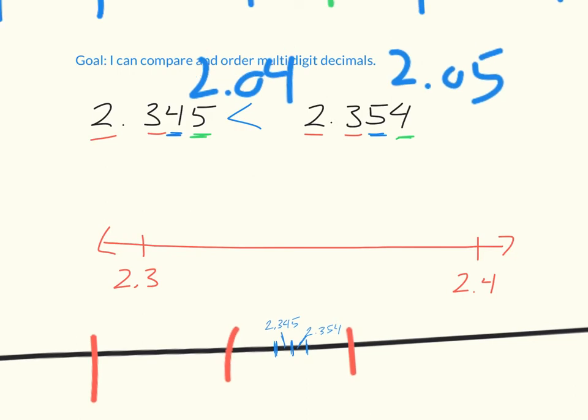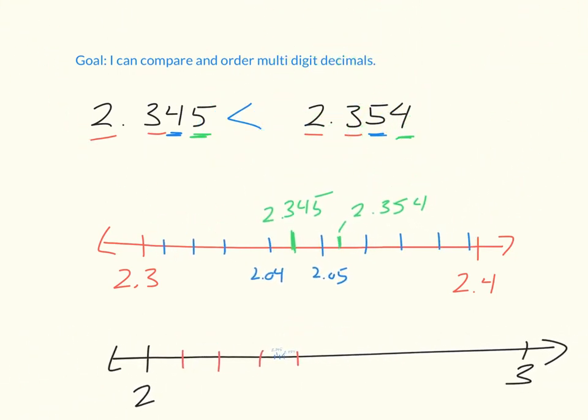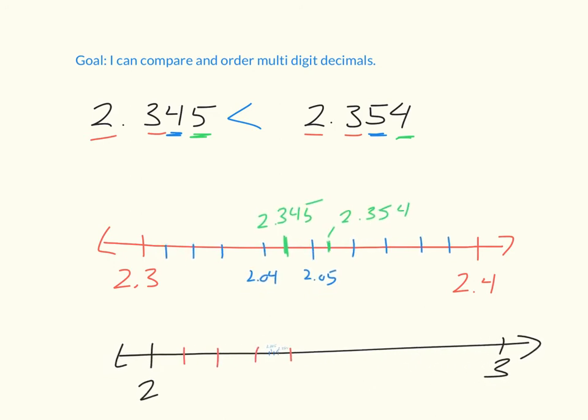Now let's zoom back out and see what that looks like when we zoom back out. I'll try and get this lined up with how I had it. So when we zoom back out in between 2 and 3, our whole numbers, we can see that these two numbers are very, very close on a number line. There's not a lot separating them, just a little bit less than 1/100th.